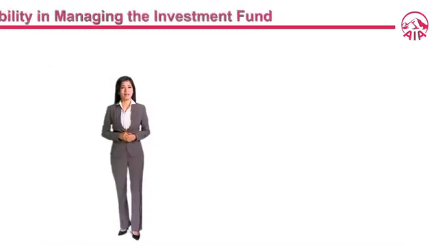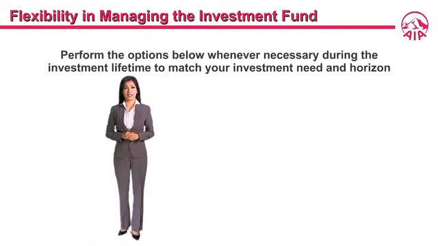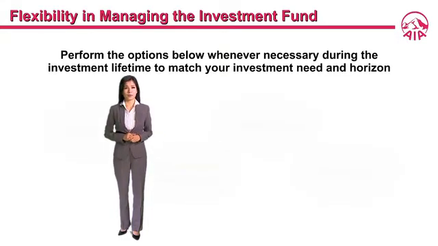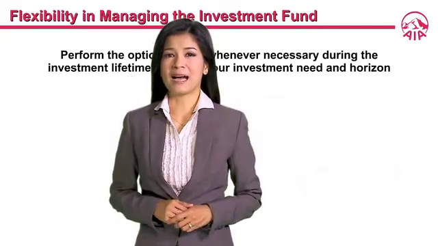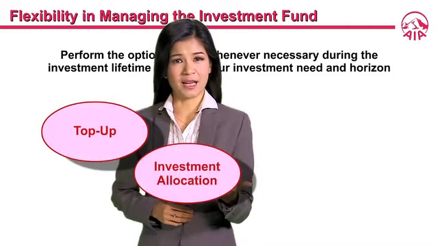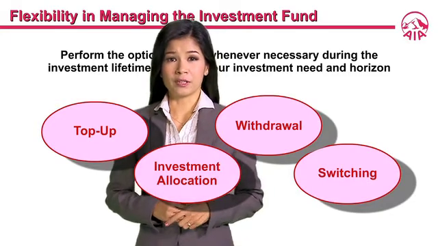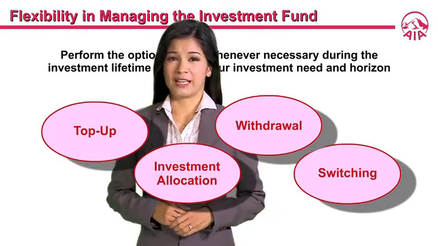Besides that, investment link plan provides flexibility in managing the investment funds. Policy owner can perform the following options whenever necessary during the investment lifetime to match policy owner need and horizon. These options are top-up, investment allocation, withdrawal, and switching. We will review the rules and regulations of these options later.